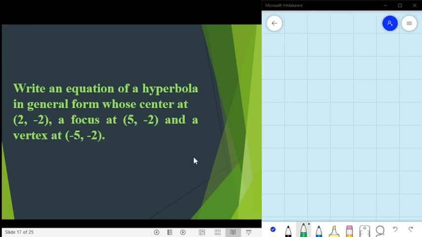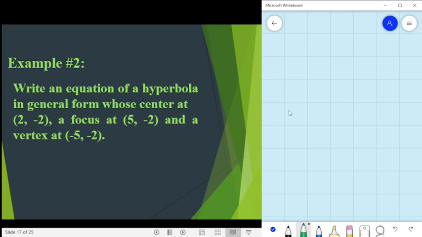Okay, so next is example number 2. We are to find the equation of hyperbola in general form whose center at 2, negative 2, a vertex at 5, negative 2, and a focus of negative 5, negative 2. Okay, so the requirement is we are going to find the A and the B and the center.